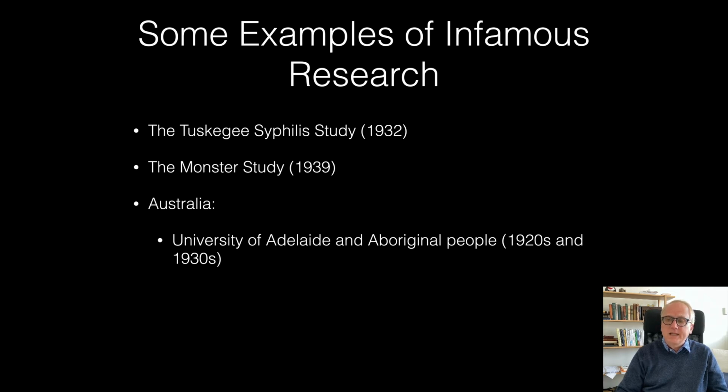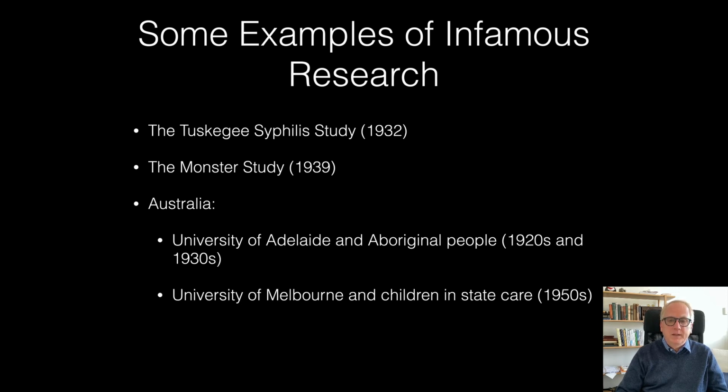It took many decades before this all came out, and eventually the University of Adelaide issued a formal apology about how these researchers had done this work back in the 20s and 30s. Also, the University of Melbourne was found back in the 1950s to be doing research on children who were in state care. These were children who had been, for some reason, taken from their homes, maybe for abuse or because of neglect. While they were in state care, the University of Melbourne would do research on them with no permission from any parents or anything. So these kids were basically subjected to different kinds of psychology studies and other kinds of studies without any parent or adult giving consent.